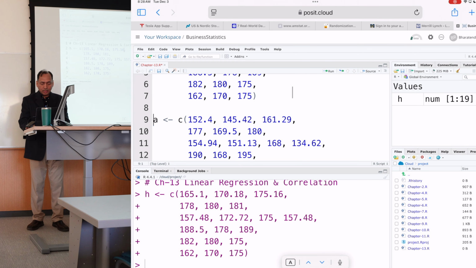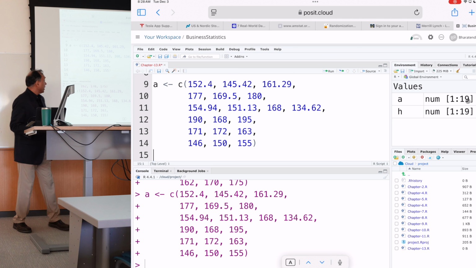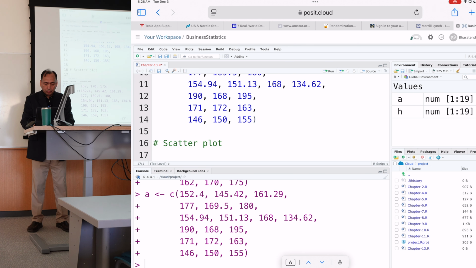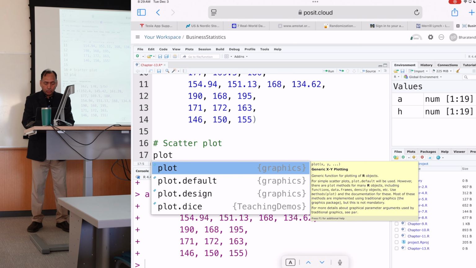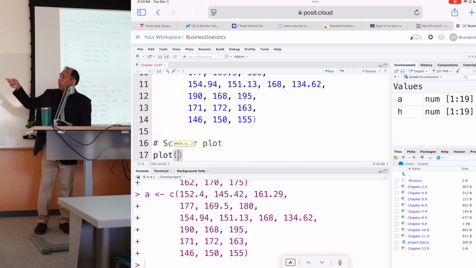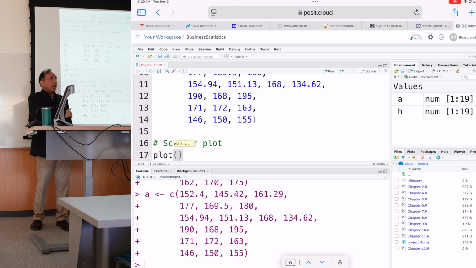So I'm going to run this so that these two data points are recorded. We have 19 data points on 19 students. To make a scatter plot, we use a function called plot. And we want to plot arm span on the y-axis because that's what we want to predict. That's the last item you have to do. Using height, you have to predict arm span.